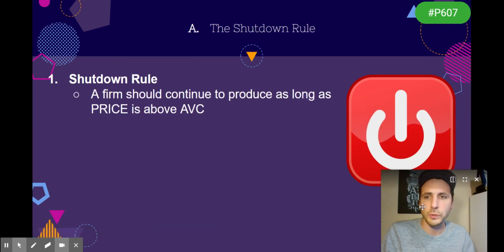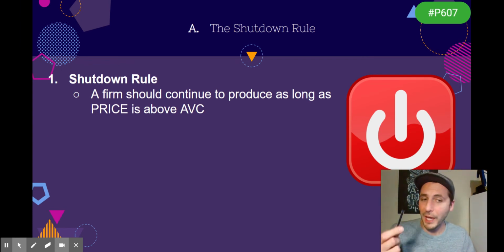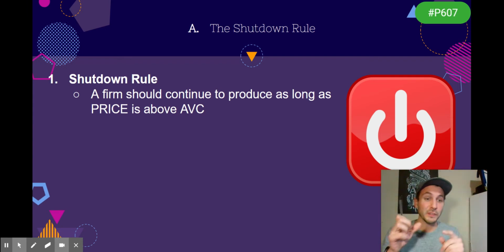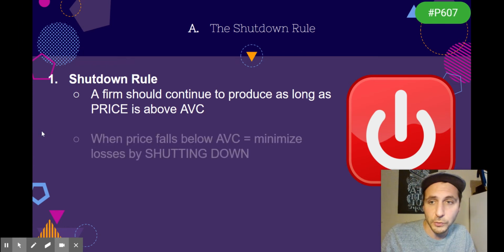The shutdown rule goes as follows. A firm should continue to produce as long as the price is above average variable cost. Why above average variable cost? Because when price is above AVC, that means the fixed cost is smaller than my losses. I'll say that again. When price is above AVC, it means my fixed costs are going to be smaller than my losses, so I'll continue to produce.